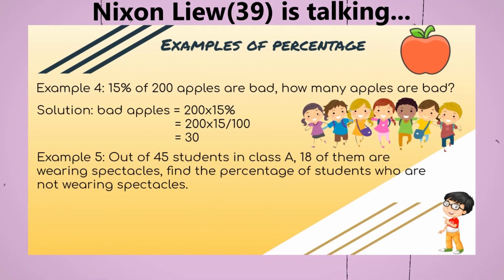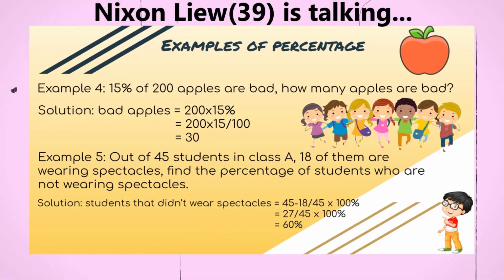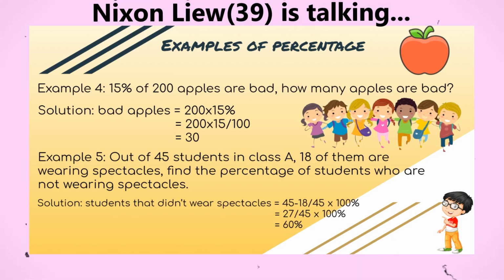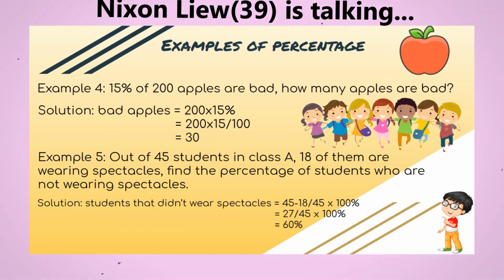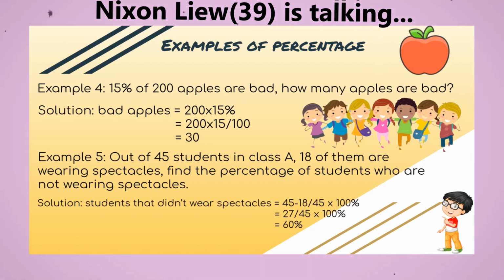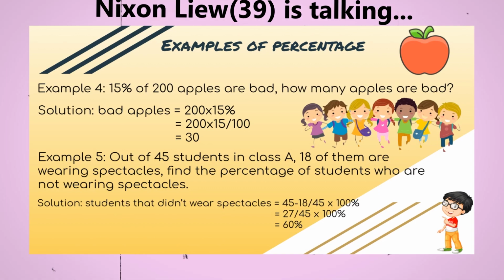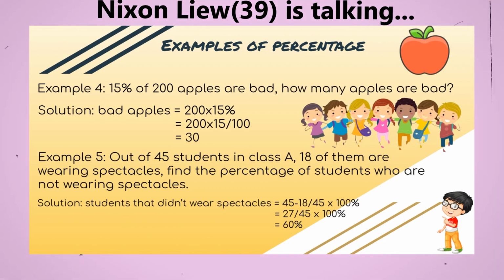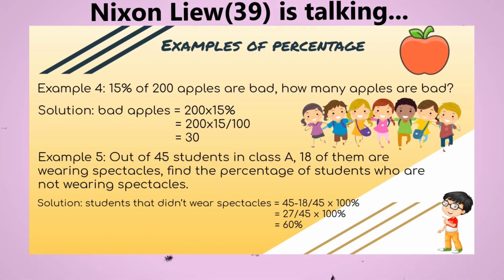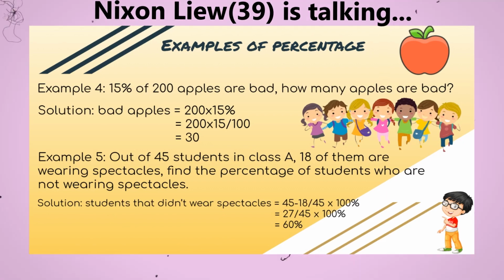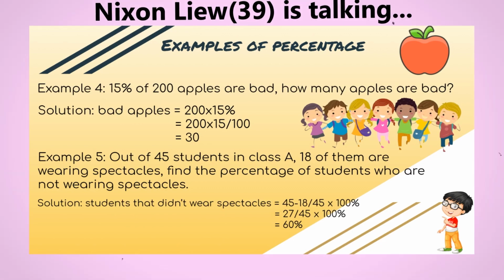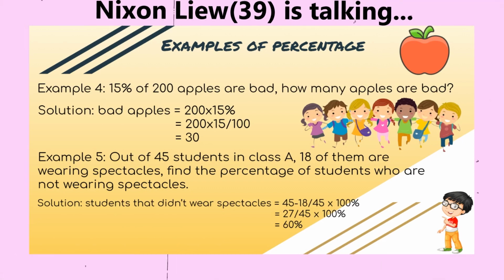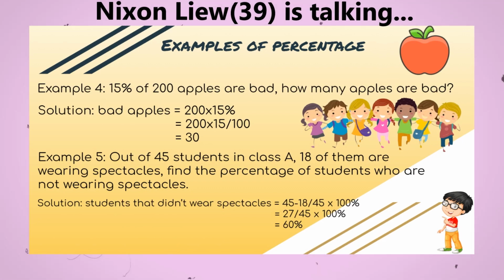Example 5. Out of 55 students in class A, 18 of them are wearing spectacles. Find the percentage of students who are not wearing spectacles. The solution is students that didn't wear spectacles equals 45 minus 18 over 45 times 100% equals 27 over 45 times 100% equals 60%.